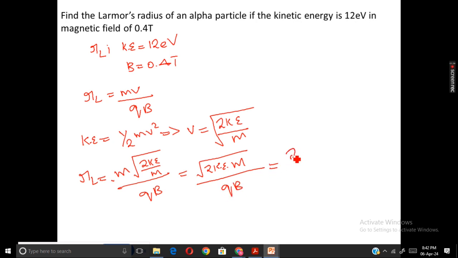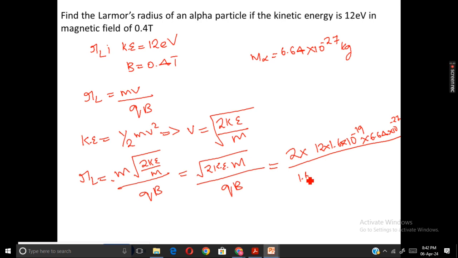Now if we substitute, it will be 2 into kinetic energy, which is given as 12 into 1.6 into 10 raised to minus 19, into the mass of an alpha particle, which is basically 6.64 into 10 raised to minus 27 kg. Divided by q, which is 1.6 into 10 raised to minus 19, into B. B is 0.4.